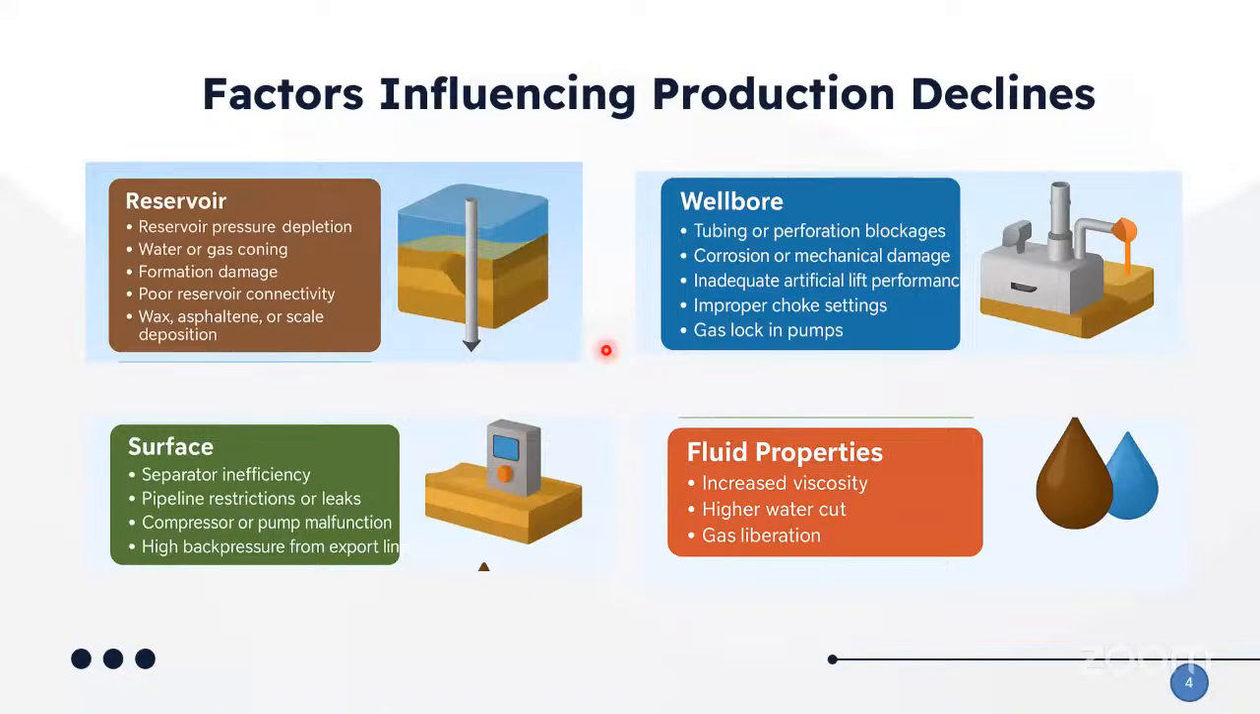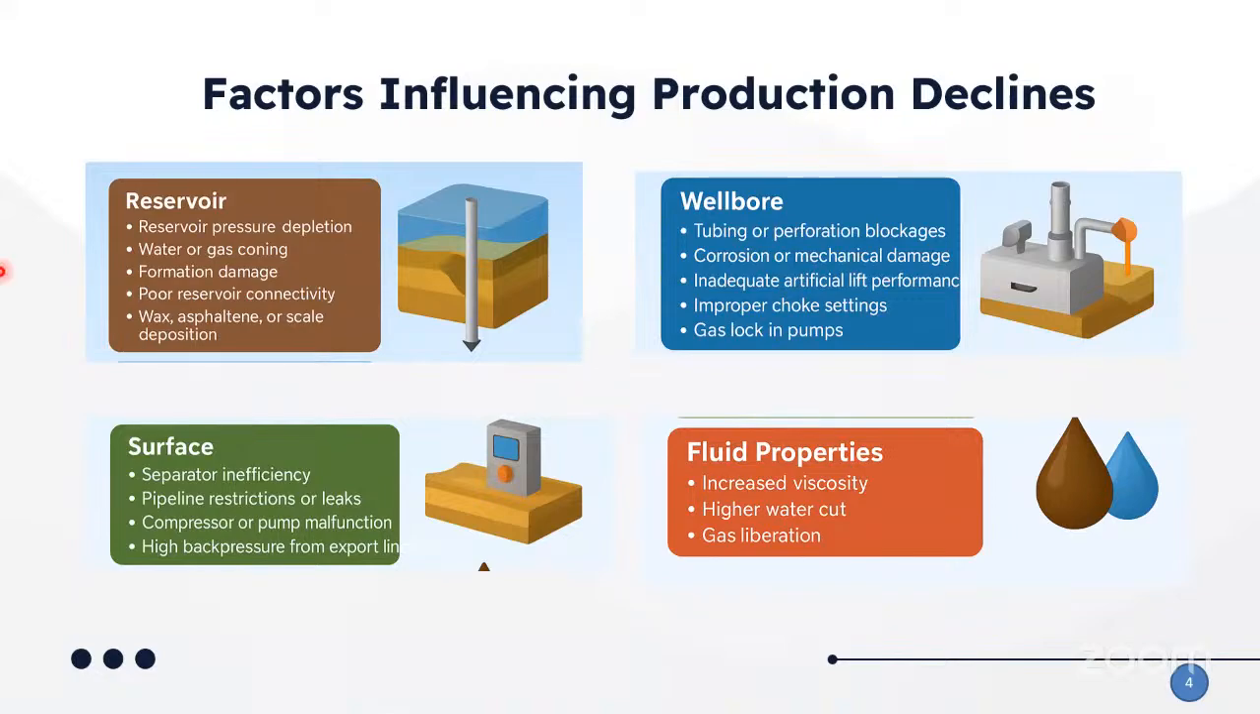first to talk about is factors influencing production decline. Yes, apart from the normal routine optimization, something must have propelled you to want to do the optimization, which is a result of production decline. So the production decline can occur in the reservoir, it occurs at the wellbore, it can also occur at the surface, and fluid properties can also contribute to production decline.